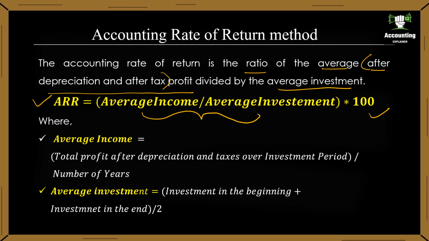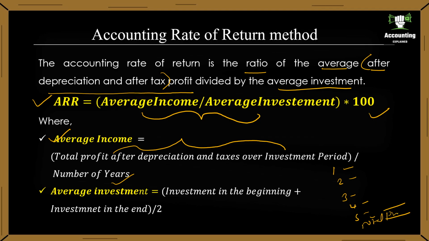Very simple, no? The formula is where average income is equal to total profit after depreciation and taxes over the investment period divided by the number of years. Suppose the investment period or the project period is 5 years, then we have to take separately first year profit, second year profit, third year profit, fourth year profit, fifth year profit and total it together, and this total profit will be divided by the number of years, that is 5. That is what is average income.